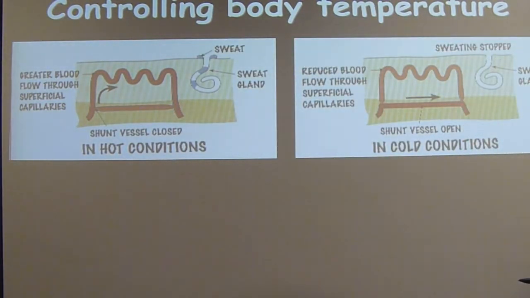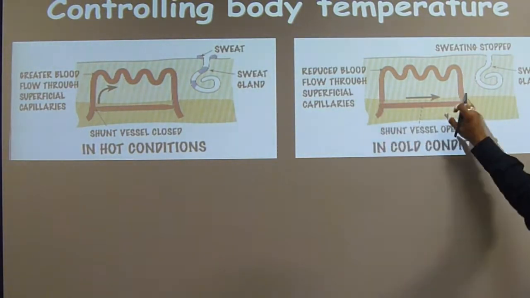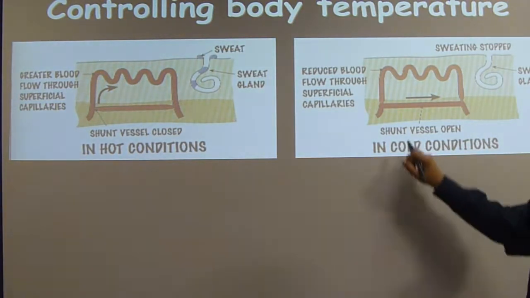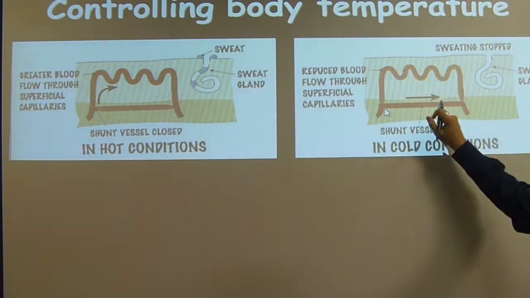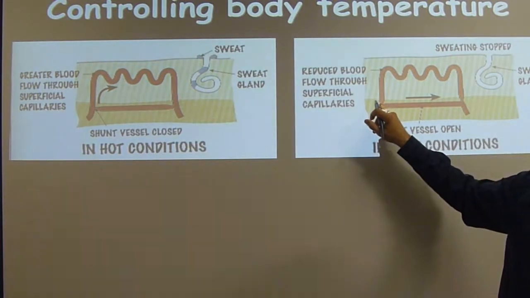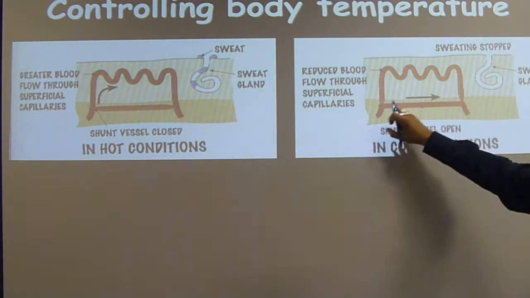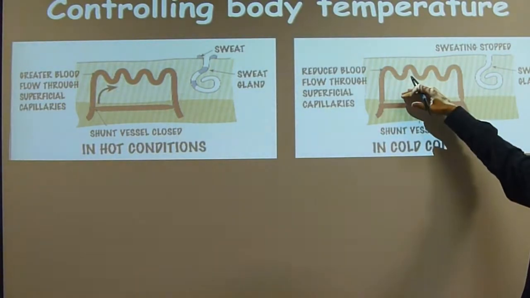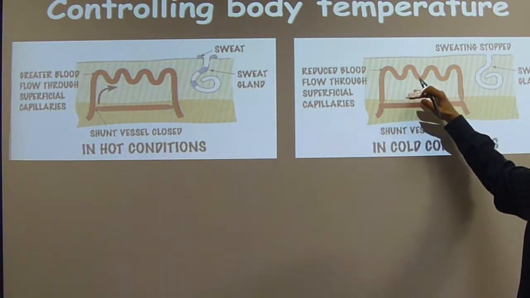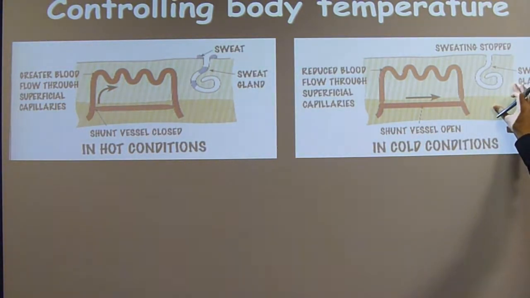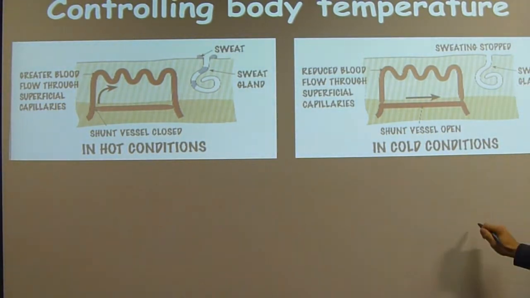Similarly, in cold conditions, well, the opposite is going to happen. The capillary muscles that control whether the blood can flow through the upper or the lower level, these close by constricting, narrowing, thus forcing blood through this shunt vessel, keeping it away from the surface of the skin, therefore less heat is lost with radiation. Sweat glands are stimulated to stop producing sweat.